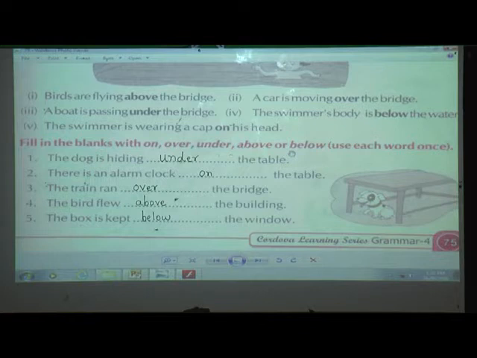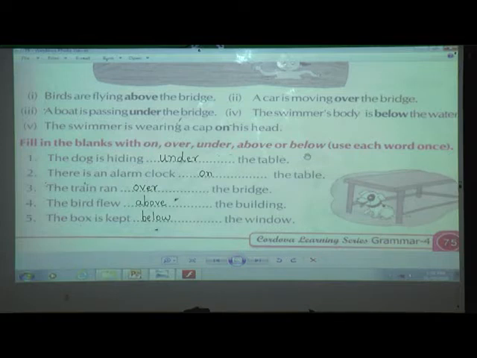Again I'll read, just copy down in your book. The dog is hiding under the table. There is an alarm clock on the table. The train ran over the bridge. The bird flew above the building. The box is kept below the window. Done? Shall we move on to the next page, students?